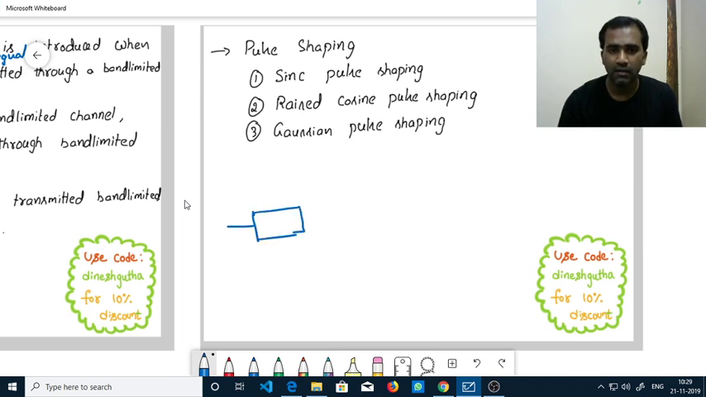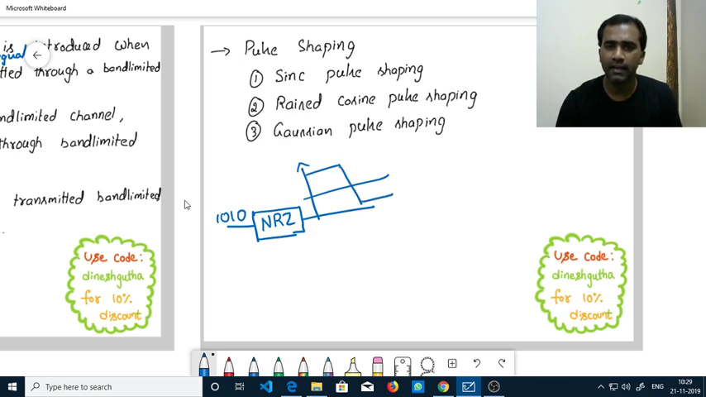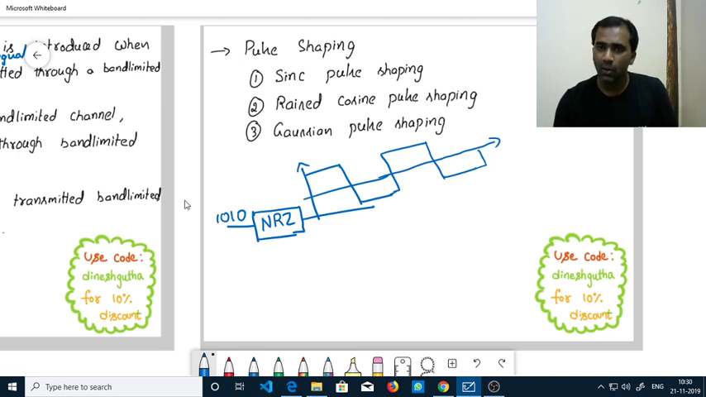Basically, you have ones and zeros. Now you can use an NRZ scheme or an on-off scheme to convert these ones and zeros into rectangular pulses. So 1 is converted into a positive rectangle, 0 is converted into a negative rectangle, and 1 is again converted into a positive rectangle, and 0 into a negative rectangle. Okay, right. So this is how the actual signal looks if you are passing through NRZ.